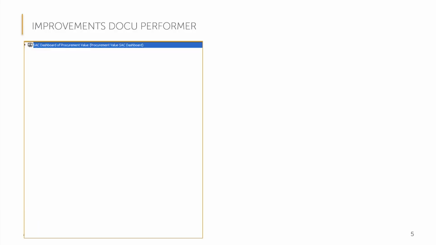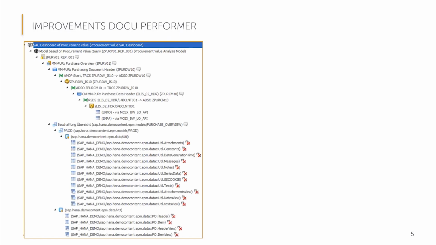So let's start with a functional improvement. Imagine you want to document an SAC story. And not just that, you also want to document all underlying objects across systems. In other words, a complete documentation of the corresponding data model. If you're using older Performer Suite versions, you would have needed to create a scenario and add structure elements, assign the objects to the scenario, a fairly time-consuming process depending on the use case.